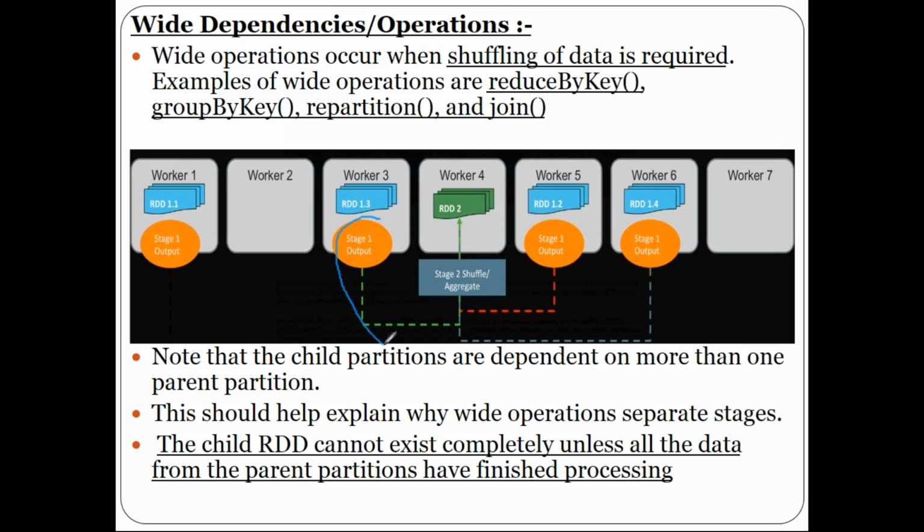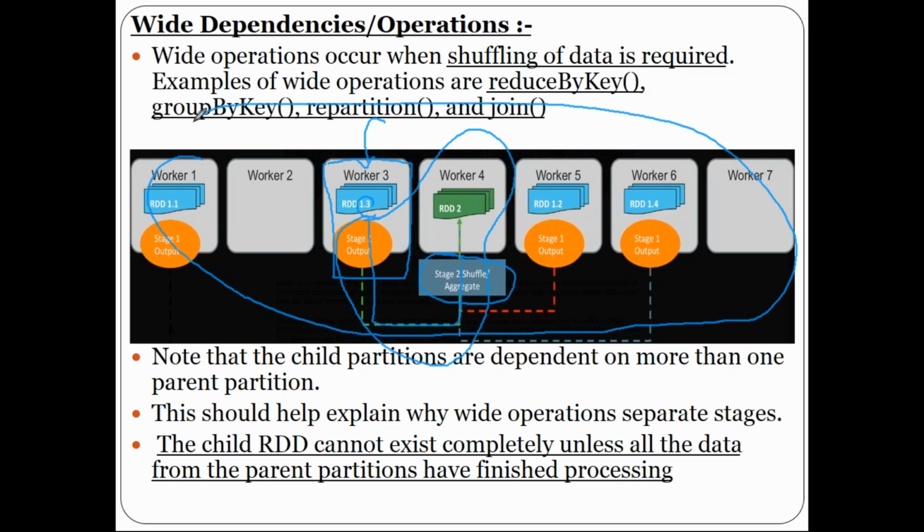This one to this one. Okay, your 1.3 is child RDD and this output is talking to RDD2. Here you have shuffling and sorting or shuffling aggregating. This child RDD cannot exit. At the same time, it cannot release the partitions, it cannot release the vcores associated with this child partition until all the parent partitions completed working. All the parents mean RDD1 and RDD2. That is what the concept is.